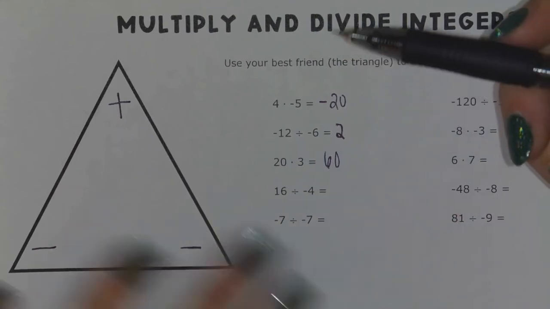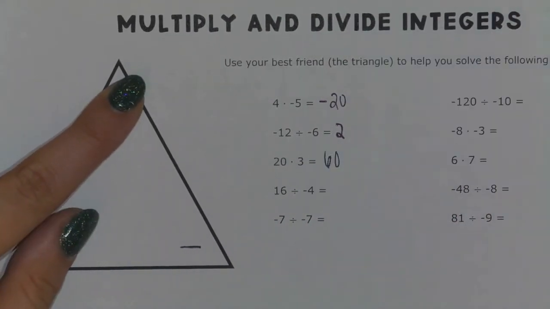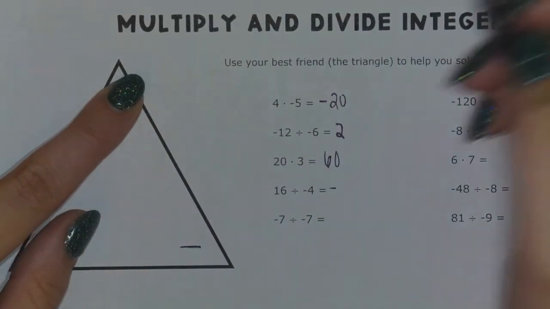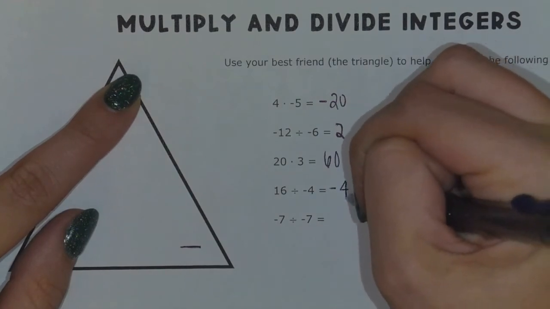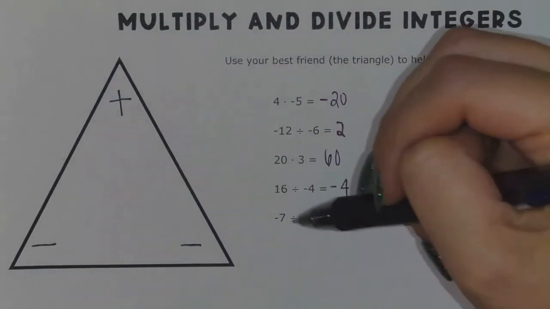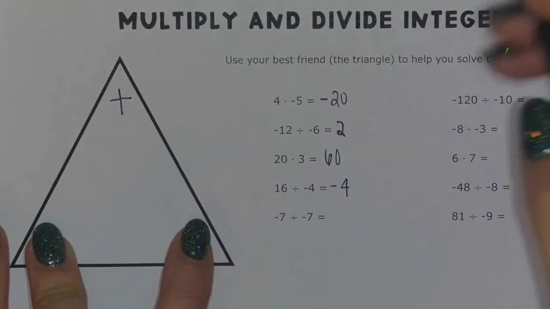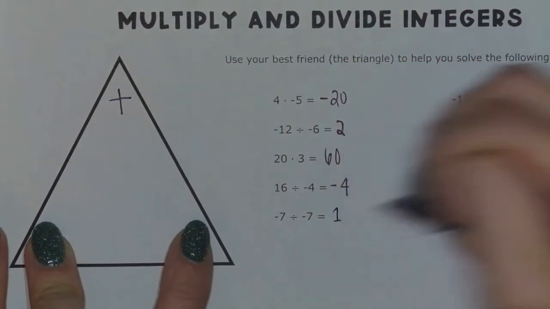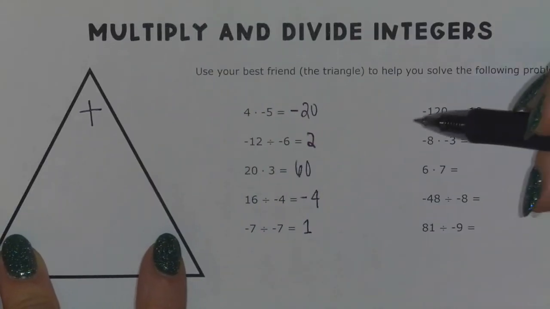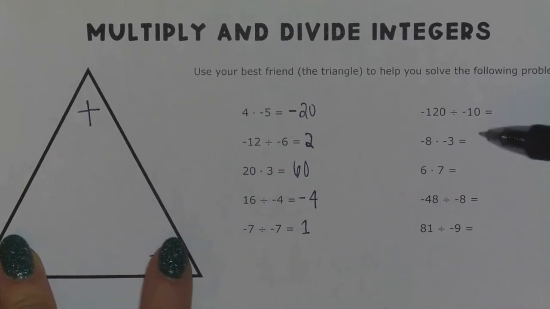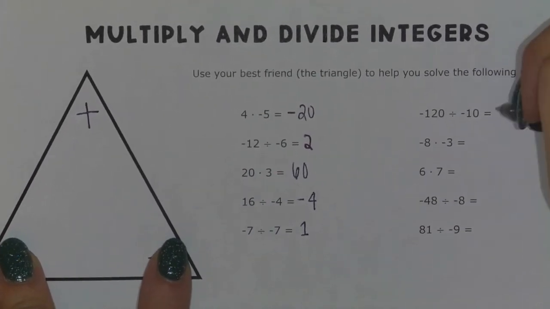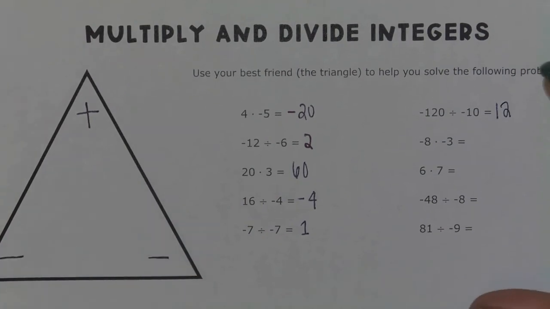Okay, so I have +16 divided by -4, which means my answer is going to be negative, and 16 divided by 4 is 4. I have -7 divided by -7, so my answer is going to be positive, and 7 divided by 7 is 1. I have -120 divided by -10. My answer is going to be positive, and 120 divided by 10 is 12.